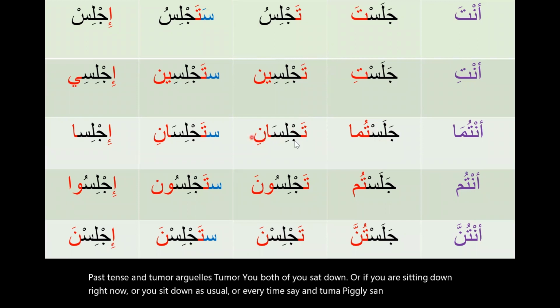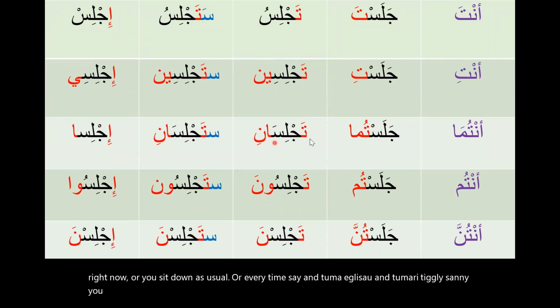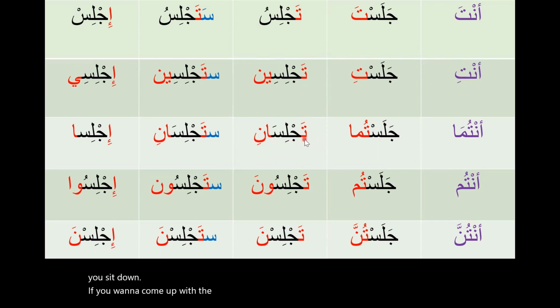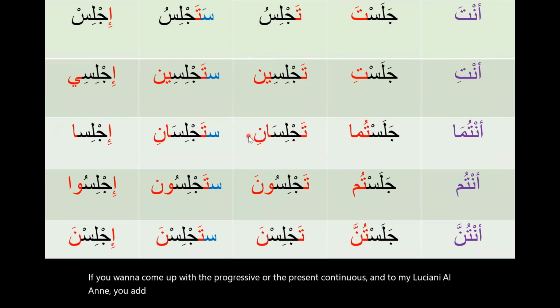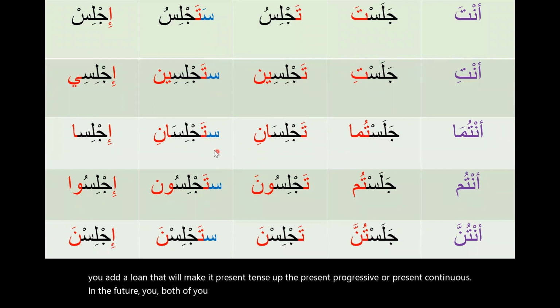أنتما تجلسان. You sit down. If you want to come up with the progressive or the present continuous, أنتما تجلسان الآن. You add الآن. That will make it present tense, the present progressive or present continuous. In the future, both of you will sit down.